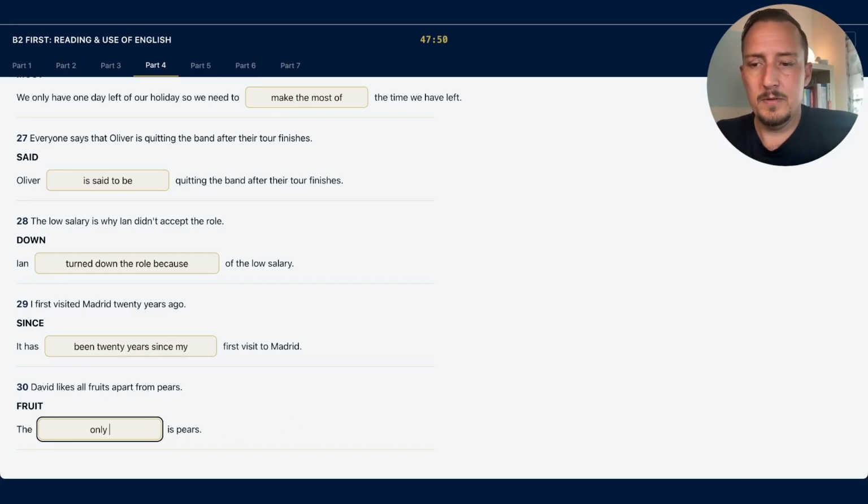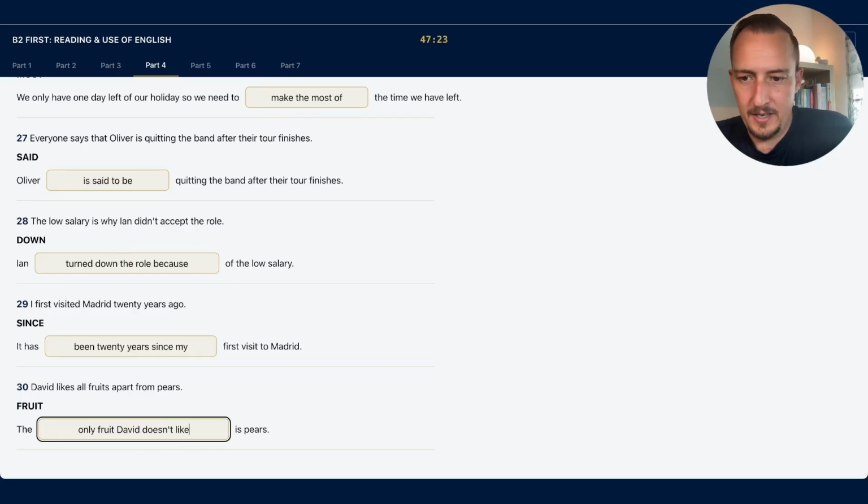Right. So all fruits. I think what this is doing is it's a similar meaning, but we're using the opposite. So David likes all fruits, every fruit apart from pears. So all fruits, yes. Pears, no. What we're going to say is pears, no. All fruits, yes. That makes sense. So the only fruit, we need a subject, David doesn't like is pears. The only fruit that fits grammatically, it means the same. Let's count the words. 1, 2, 3.